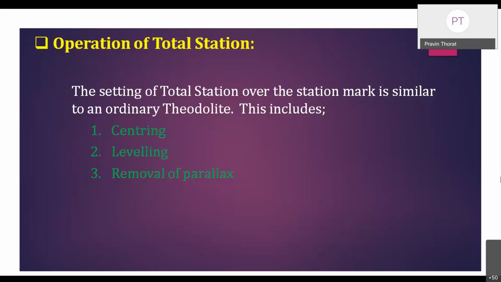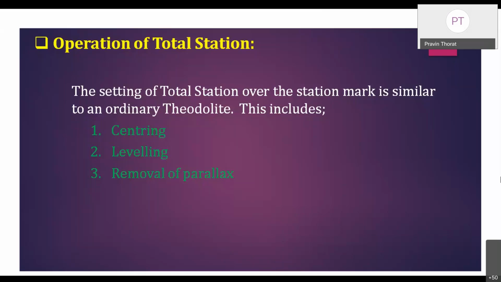Then this process is also seen on the screen of the total station, or we can also see it directly in the spirit level provided on the horizontal circle, or near the function keys. So the leveling operation will be done.